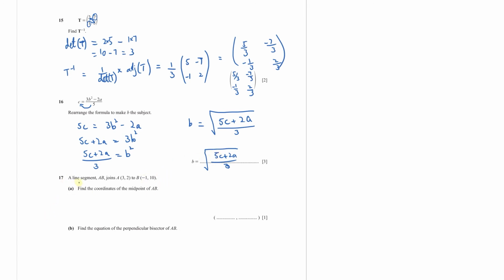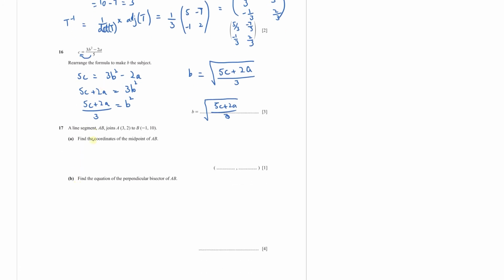Question 17: a line segment AB joins points A and B. Find the coordinates of the midpoint of AB. The midpoint of AB will simply be the x coordinates added together, so 3 plus minus 1, which is 3 minus 1, divided by 2, will be the x coordinate of the midpoint.